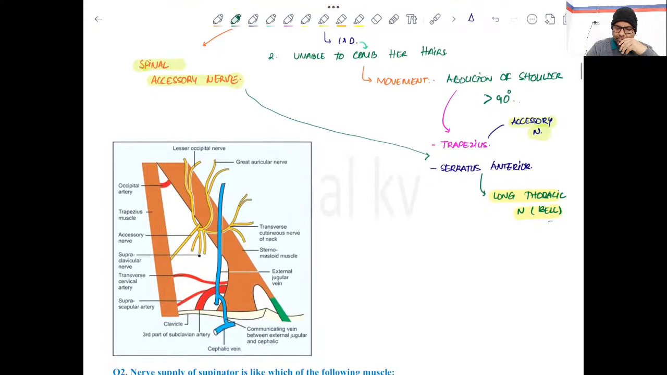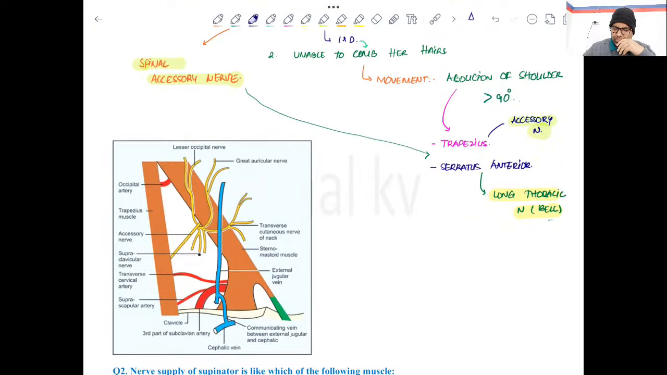So the lady is not able to comb her hair. Clear? So if you look in the diagram, this is the diagram of posterior triangle of neck. So if we suppose if we are drawing on the right side, posteriorly there is trapezius muscle, anteriorly there is sternocleidomastoid muscle, and inferiorly there is clavicle. So this is clavicle. So this is the triangle, and somewhere in middle of the triangle is the spinal accessory nerve.